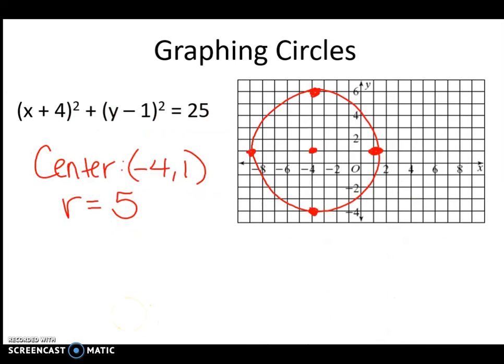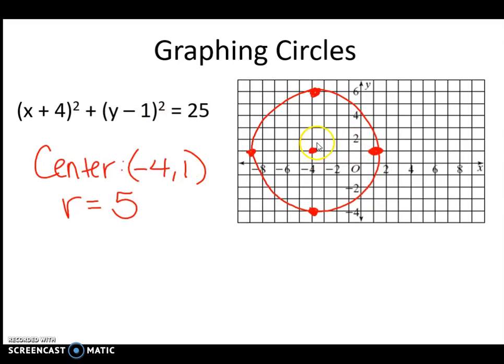Now, graphing the circle, you need to find the center. If I give you the equation like this, the center is negative 4 and positive 1. The reason it's negative 4 is because the formula has a minus, so you have to understand that the negative became positive. So negative 4 is my x. Go there, and then y is 1.